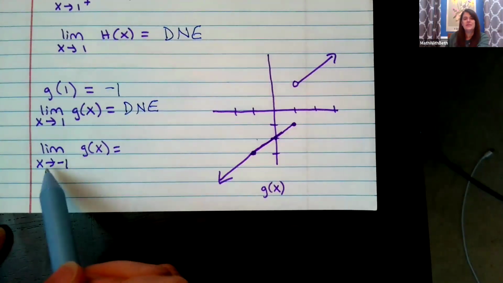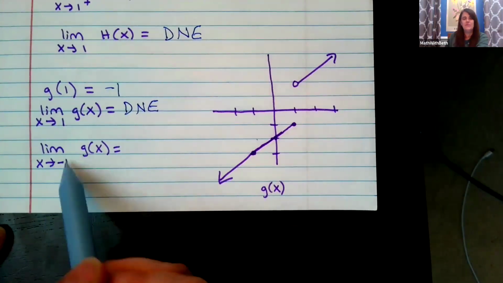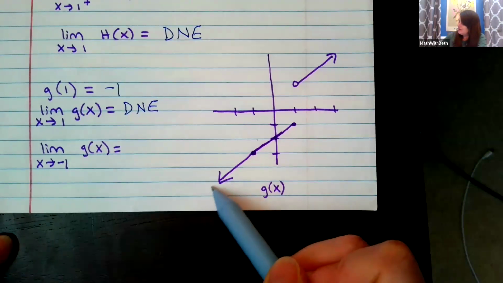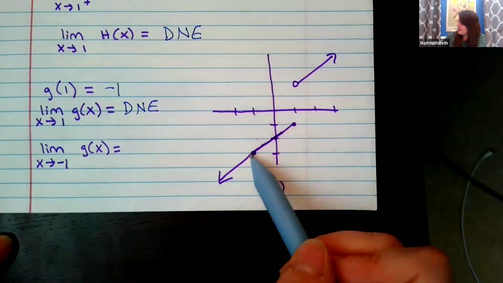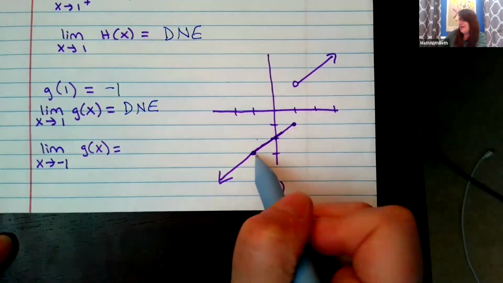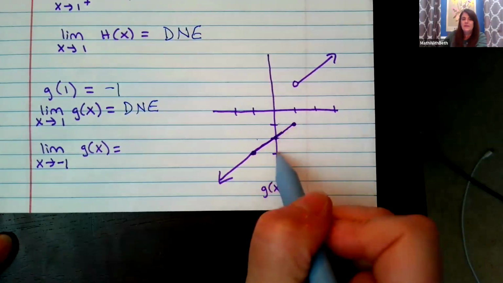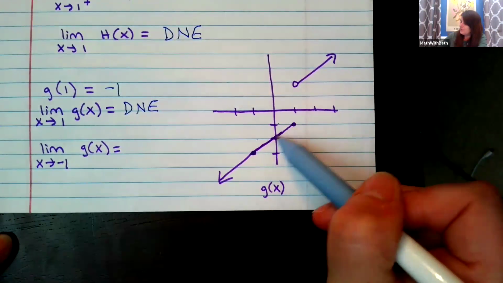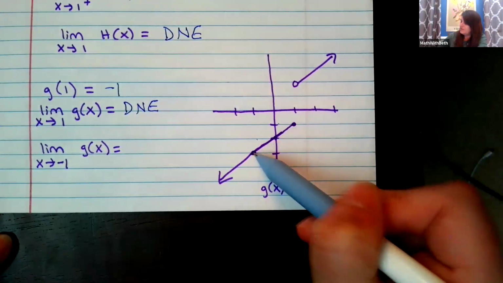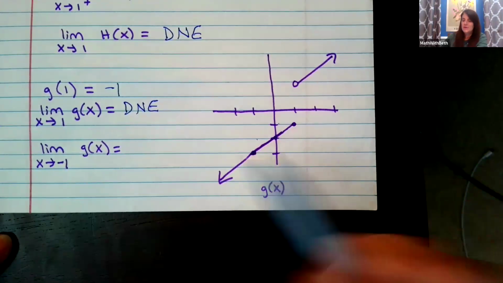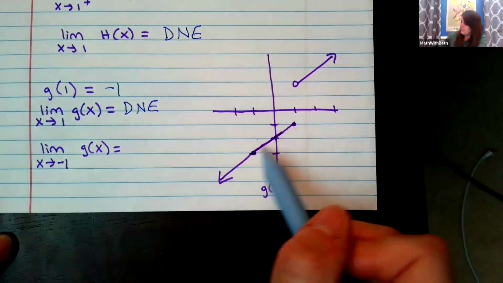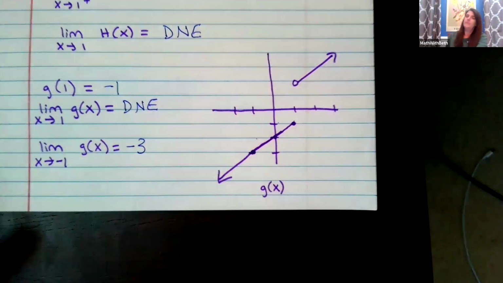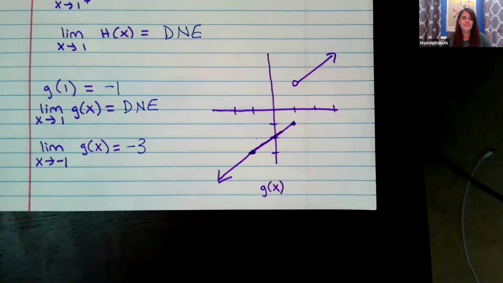Now let's try the limit as x approaches -1. Again, they're not saying left or right, so I just have to automatically do both and see if they match. Coming from the left, as I approach -1, I'm definitely approaching, and in fact, I actually hit -3. Coming from the right side and approaching x equals -1, I'm also approaching -3. So if you're approaching the same number from the left and right, even if there was an open circle there, it wouldn't matter. My answer would be -3.